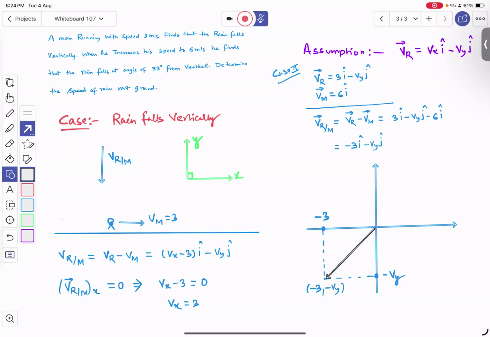And what is told? It is making an angle of how much? 53 degrees. With whom? Vertical. So what is vertical? The y-axis. So this angle must be 53 degrees.